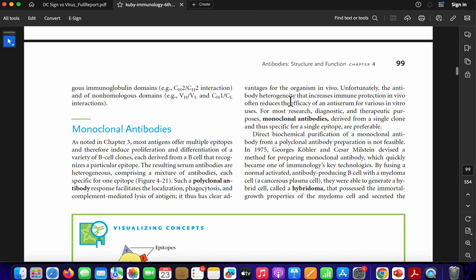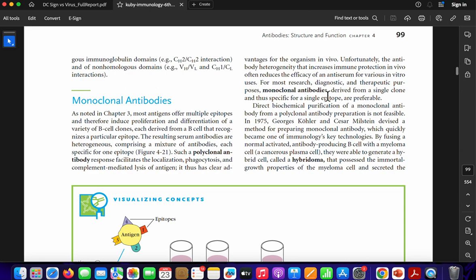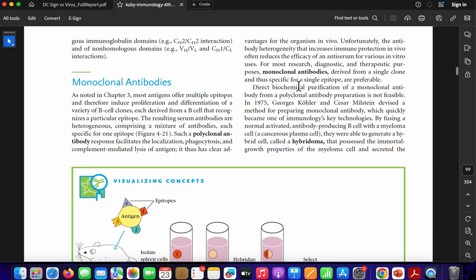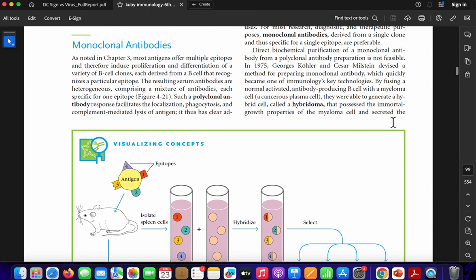Unfortunately, the antibody heterogeneity that increases immune protection in vivo often reduces the efficacy of an antiserum for various in vitro uses. For most research, diagnostic and therapeutic purposes, monoclonal antibodies derived from a single clone, and thus specific for a single epitope, are preferable. Direct biochemical purification of a monoclonal antibody from a polyclonal antibody preparation is not feasible.